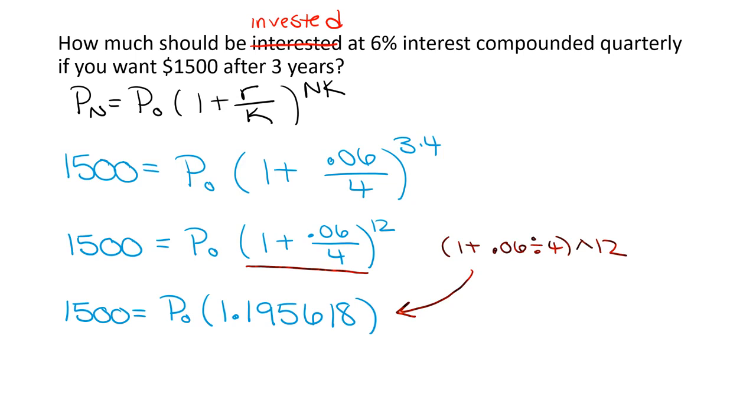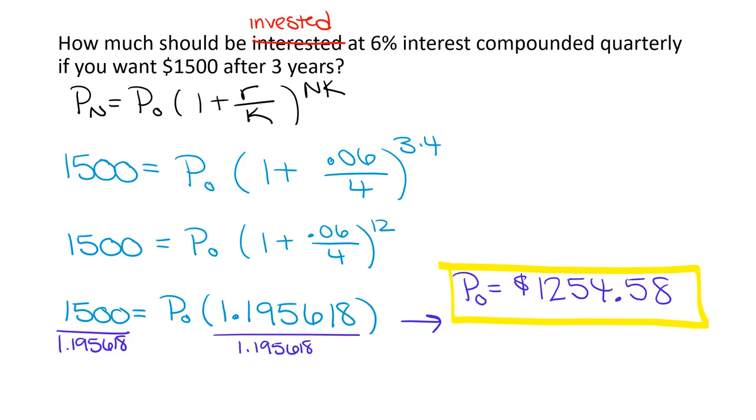Okay, finally, we're solving for P0, so I'm going to divide both sides by that 1.195 number. So P0 is 1,500 divided by 1.195618. Put it in my calculator, and now I'll round to the nearest penny, and I got $1,254.58.